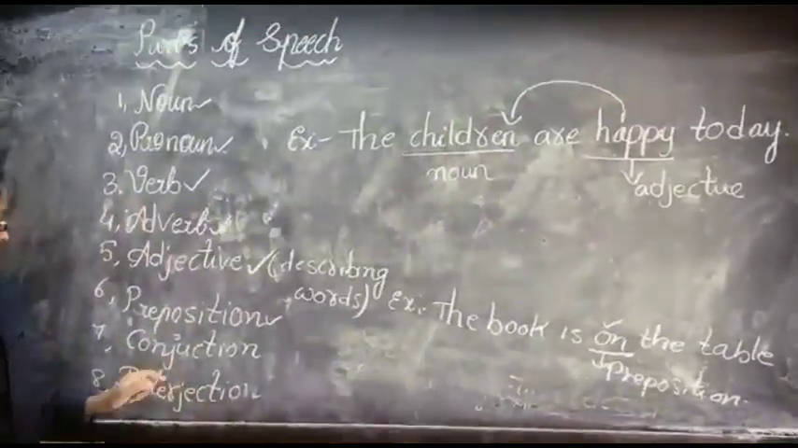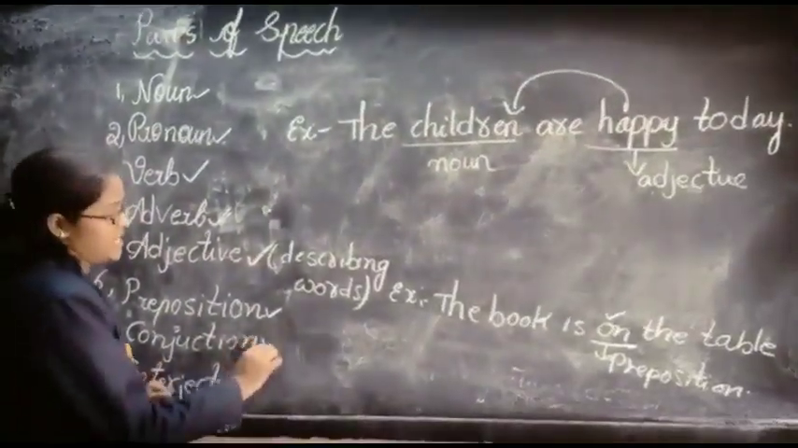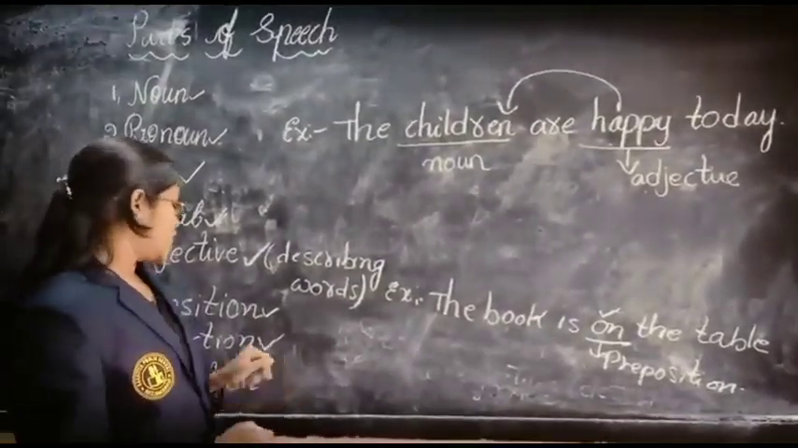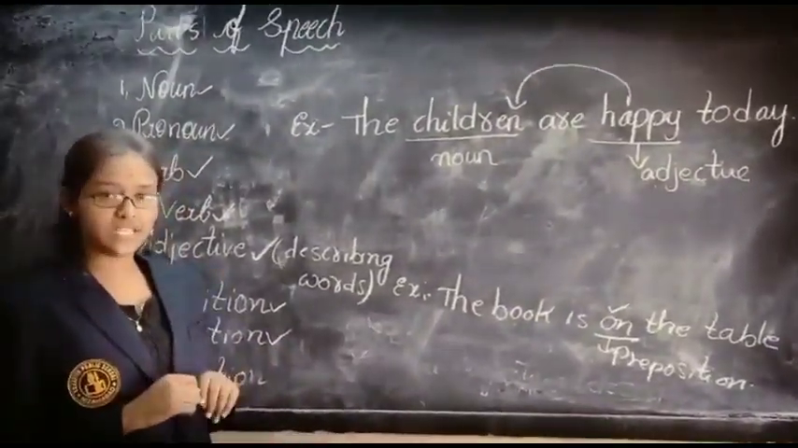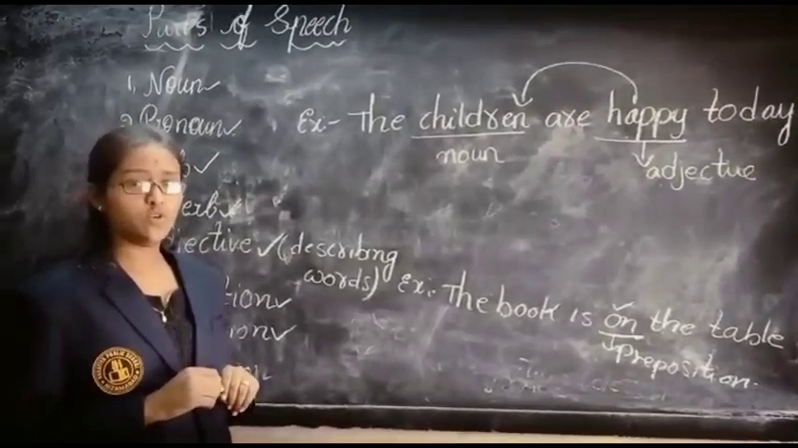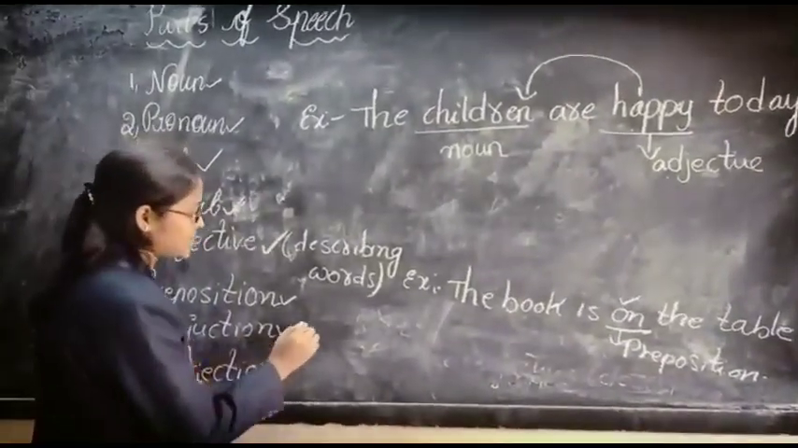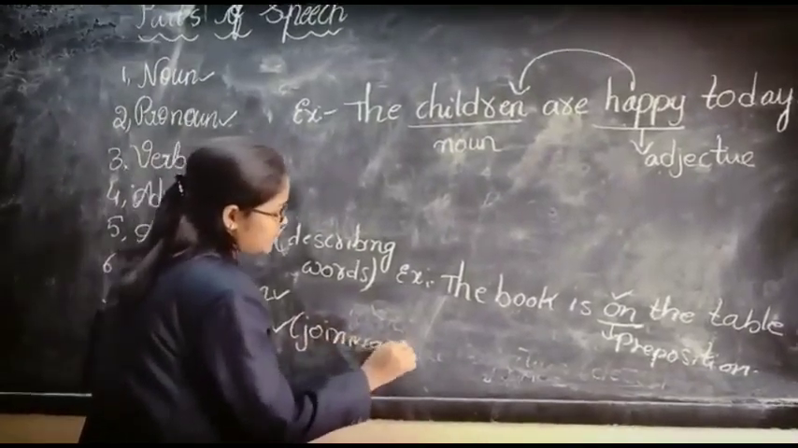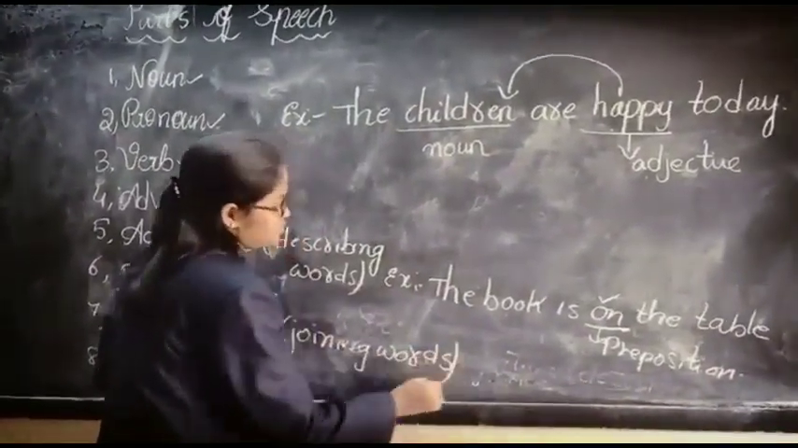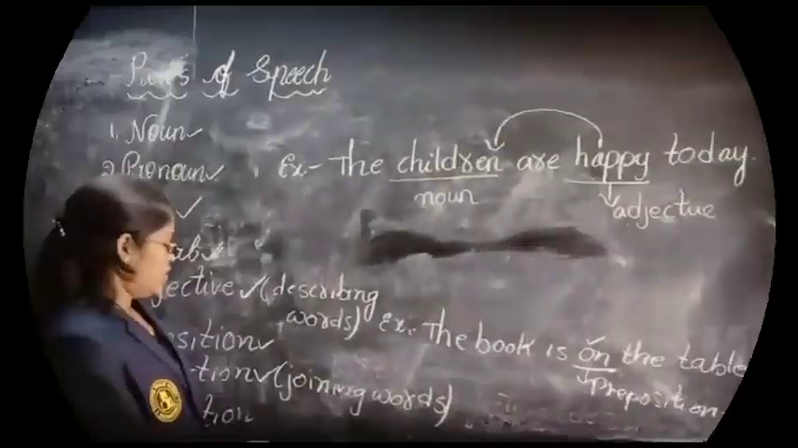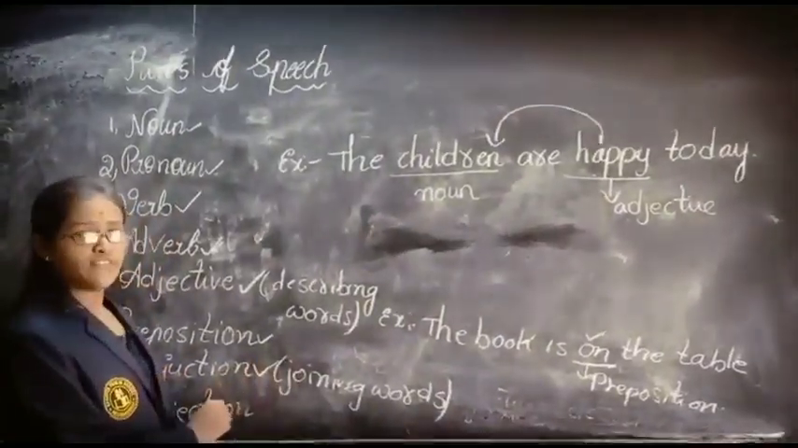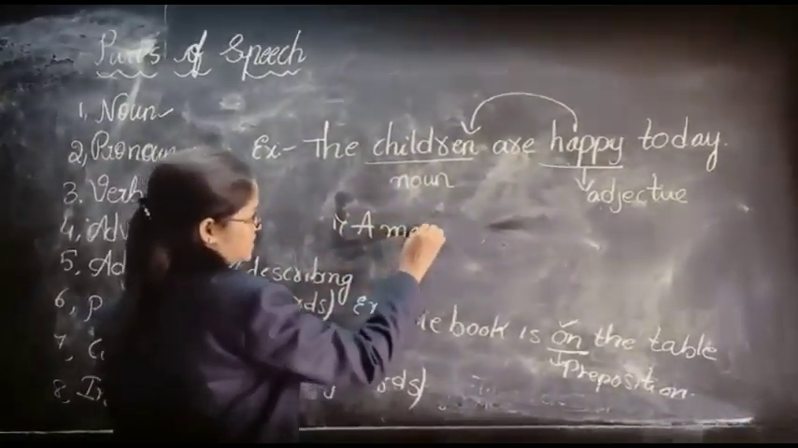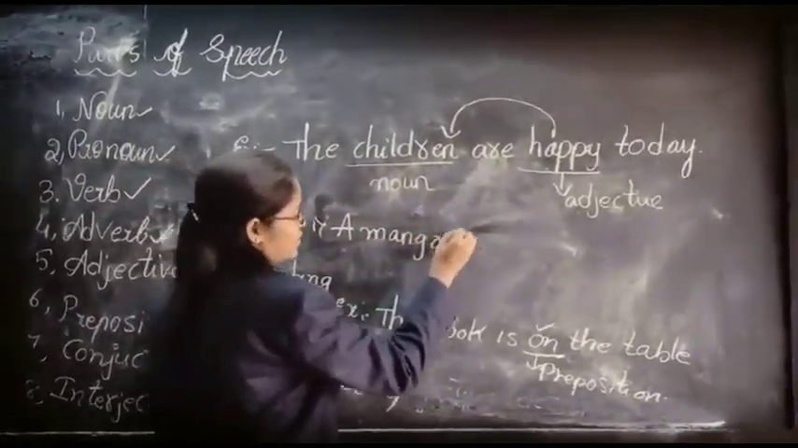Coming to the next one, conjunction. Conjunction means words which we use to add sentences together. It is also known as joining words. Okay children, let us see one example of conjunction. A mango is sweet.